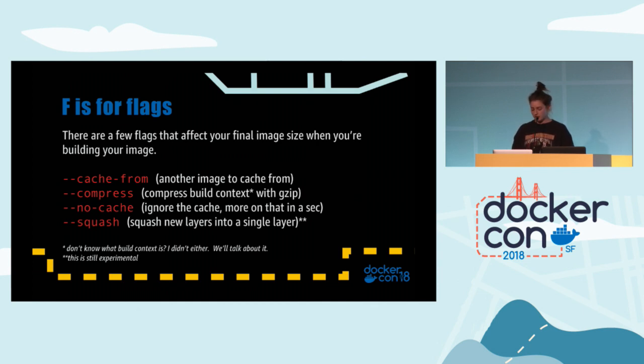But all flags matter. So a couple ones that affect your final image size that you can use from the Docker daemon. Cache from, so you can base your image off another image. Compress will compress your build context with gzip. I do have asterisks in here, by the way, and they're footnotes, but my footnotes are mostly on different slides. You can do no cache, so you'll ignore the cache, and we'll talk about cache in a second. You can use squash.